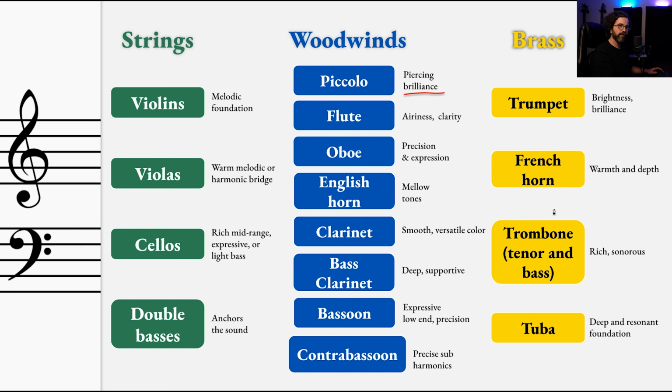You just have one piccolo in this upper register and you cannot miss it. It's really above there and it's piercing the sound of the whole orchestra. Then the flute, airiness and clarity. Airiness is such a good way to describe the flute.